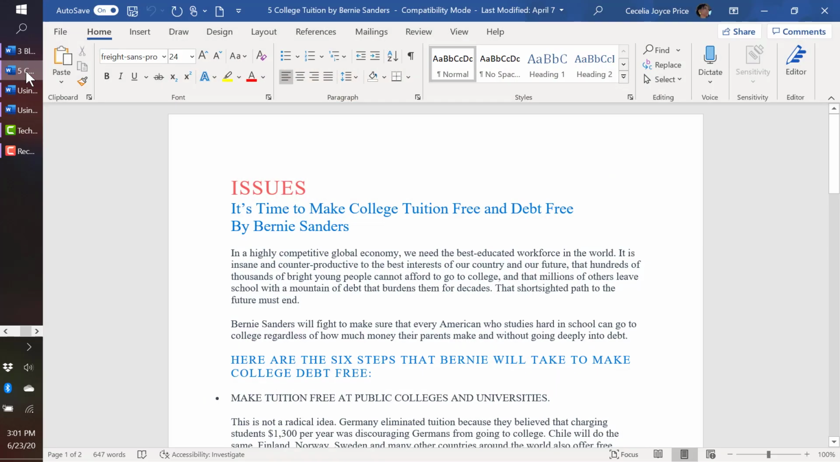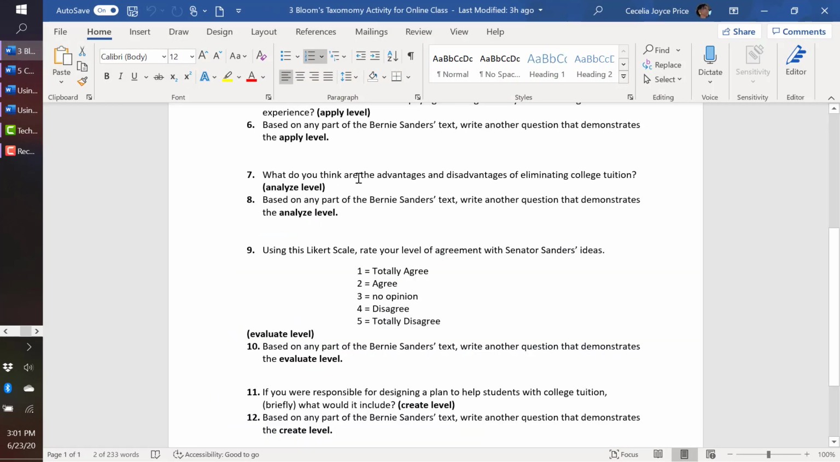That's exactly what we're having to do here, because here we're looking at the advantages and disadvantages of the college tuition plan. What's good about it? What's bad about it? And I'm not going to necessarily find that in the speech that we have. We're not necessarily going to find that in the text.